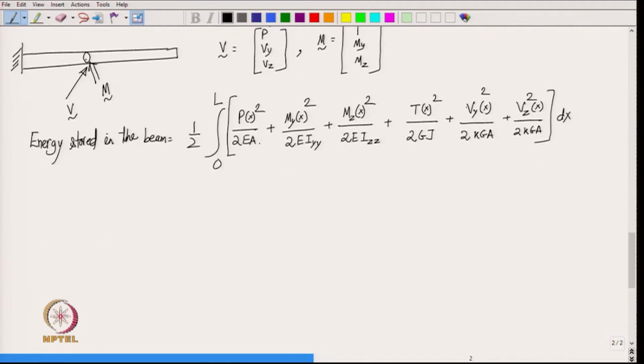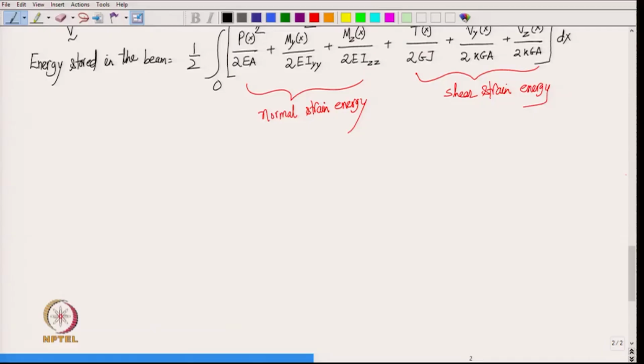Okay. And notice that the first 3 terms here are actually the normal strain energy, whereas the last 3 here are the shear strain energy, because they are due to shear. And to find the total energy of the beam, we simply have to integrate this over the length of the beam. And what is varying here are P x, m y, m z, T x, V y, V z. So, they could be varying along the length of the beam. All right. So, having done the theory, let us now work out some examples.